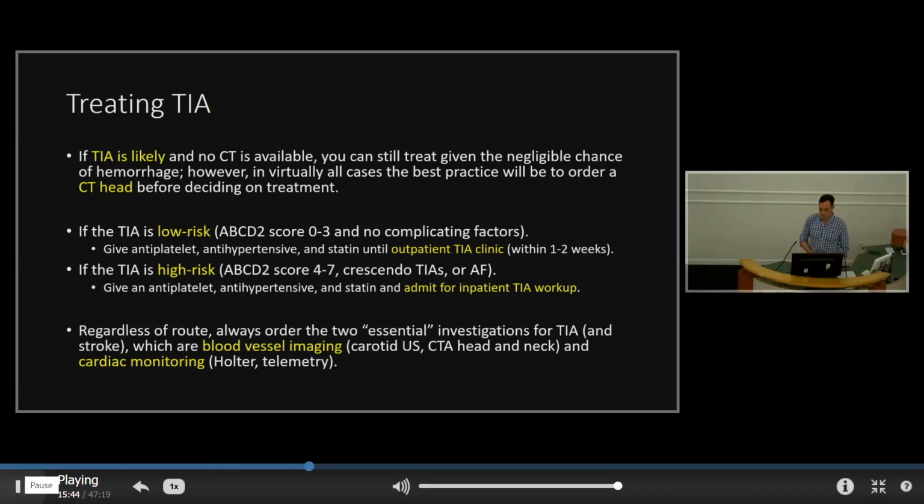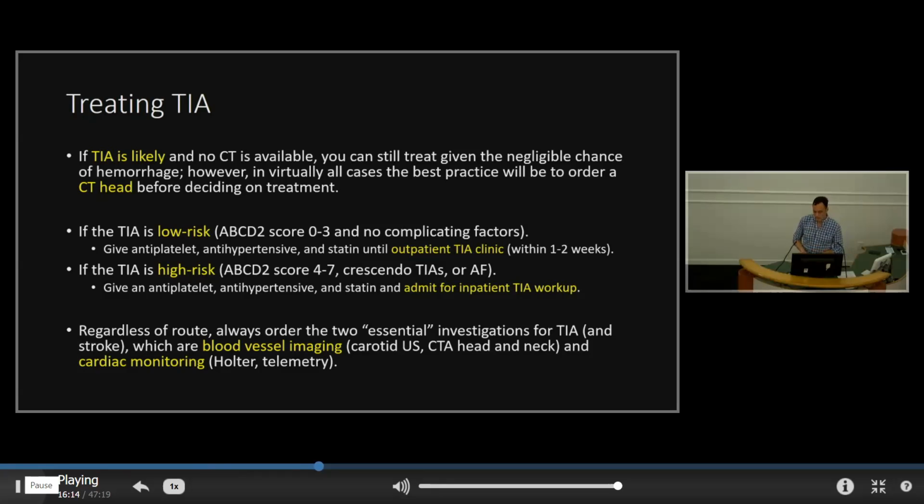So regardless of which route you choose, there are really only 2 essential investigations for any TIA, and they're both aimed at finding out the source of the TIA. So that's your blood vessel imaging. If it's suggestive that it was in the anterior circulation, so the front part of the brain, the 2 cerebral hemispheres, then you can get a carotid ultrasound to look at the carotid. A CT angiogram also looks at the vertebral arteries. So if you have a posterior circulation TIA, you might want to get a CT angiogram.